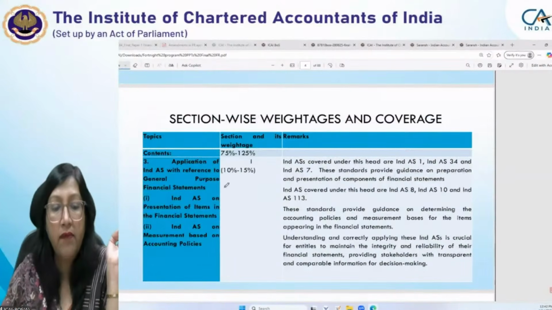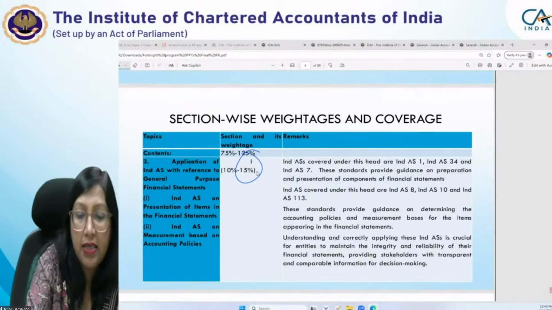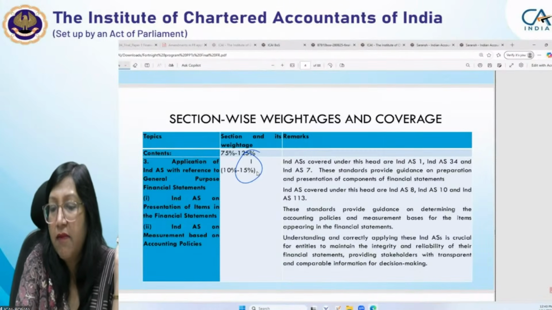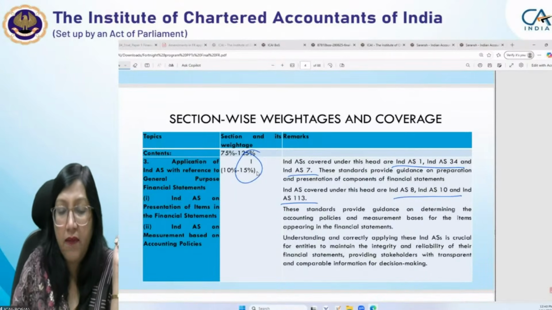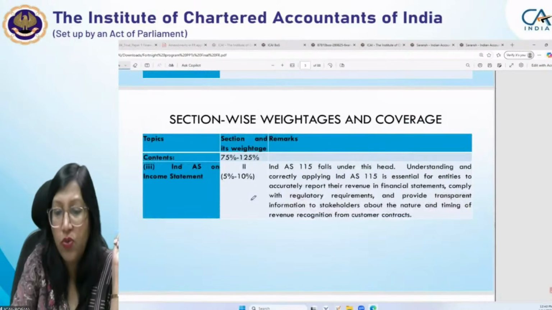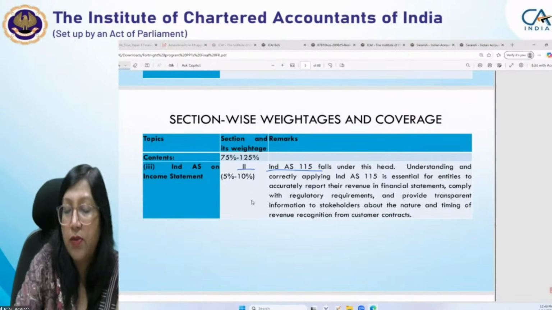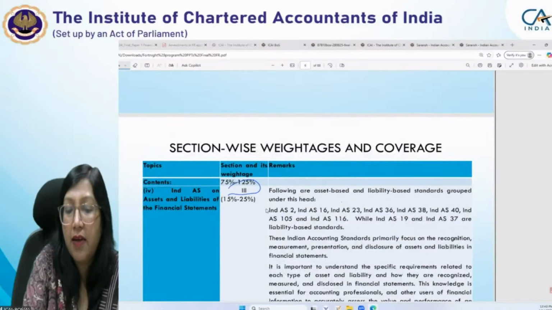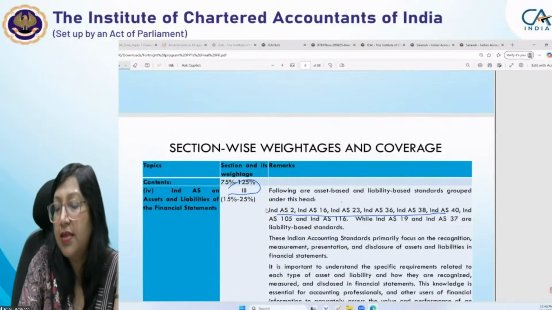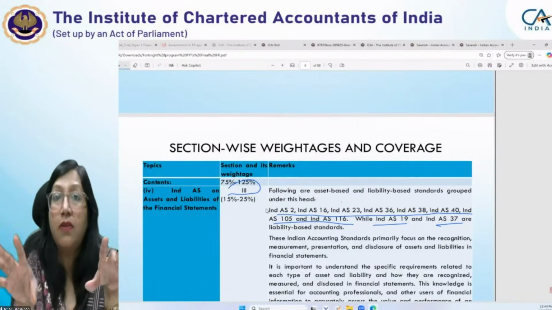See, in this section 1, the standards which I have covered are Ind AS 1, 34, 7, 8, 10, and 113. It is clearly mentioned here. Similarly, when we move to section 2, only Ind AS 115 is covered. Then we move to section 3. It clearly mentions section 3 covers Ind AS 2, 16, 23, 36, 38, 40, 105, 116 and liability-based Ind AS 19 and Ind AS 37. Now this is what I have given in the PPT.